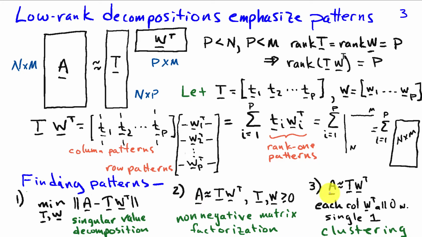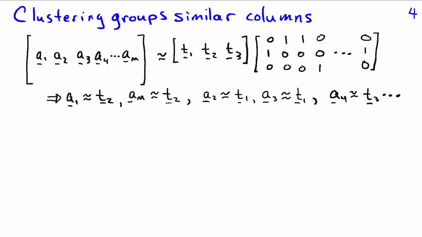Yet a third approach is to restrict the matrix W transpose so that each column contains all zeros but has a single 1. So let's suppose there's a 1 in the kth row of W transpose. Well, what that's going to do is pick out the kth column of T. Therefore, we're approximating each column of A in this case by a particular column of T. And this is a so-called clustering problem.